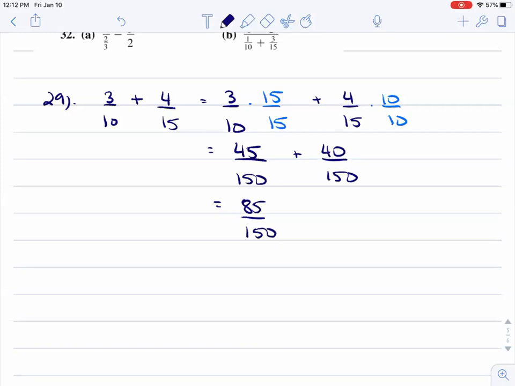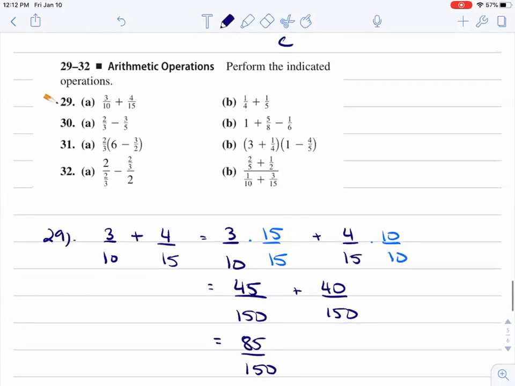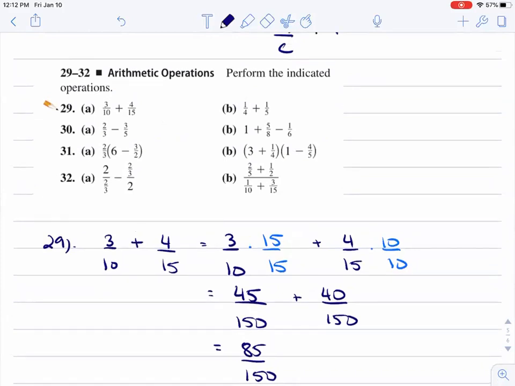All right. Let's do, which one do you want to do?